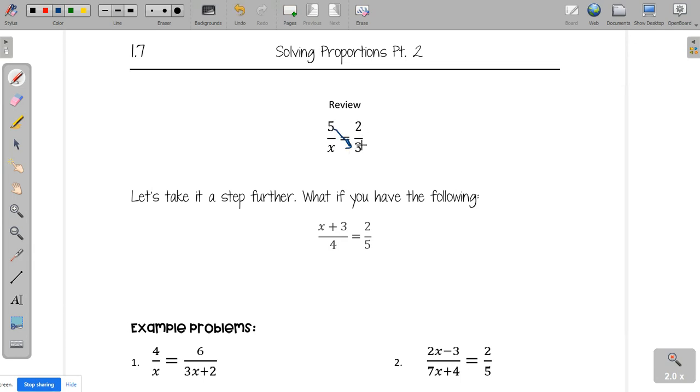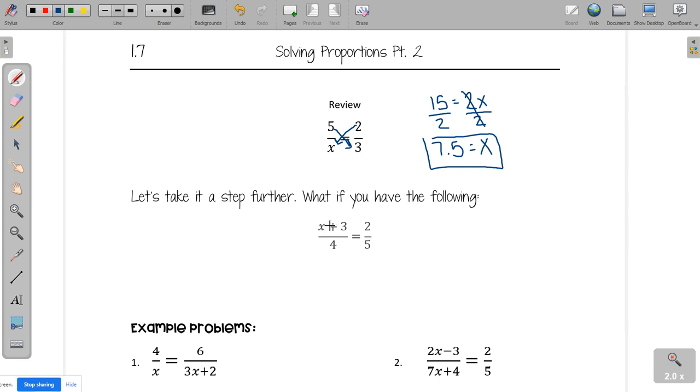So 5 times 3 is 15. That's going to be equal to 2 times x, which is 2x. Now we solve for x. We do the opposite of multiplication here, so we're going to divide both sides by 2. It cancels out. We're left with x equaling 15 divided by 2 gives us 7.5. So let's take it a step further.